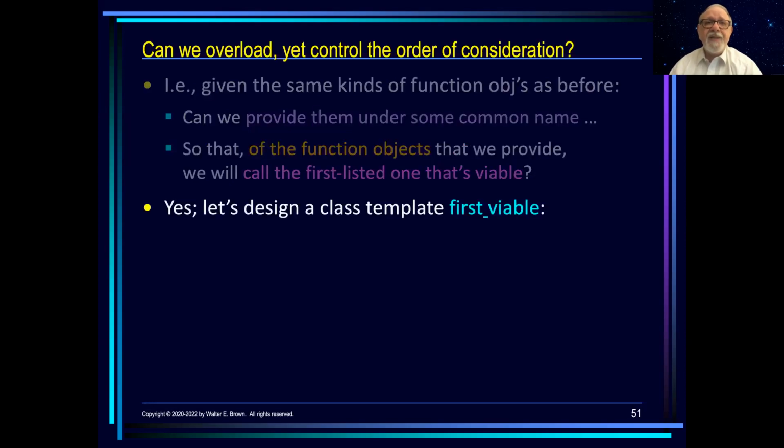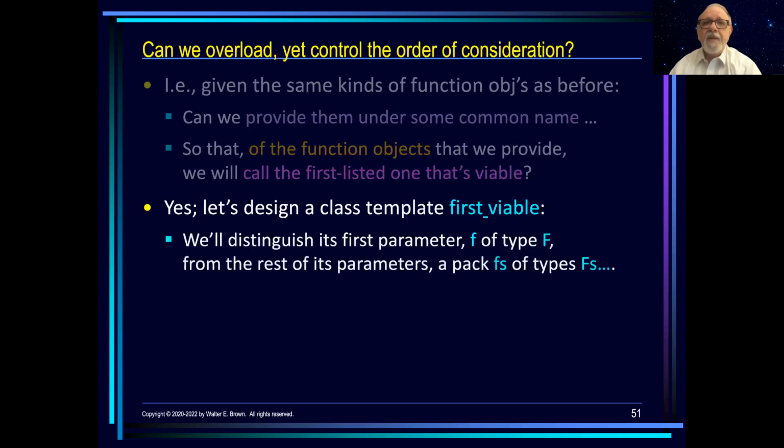So we'll do that by designing a class template, which I've named first viable. It turns out there's something like this in the Boost library, where I believe it's known as first of, but its implementation is quite different from what I'm about to show you. So what I'm going to say to you is that we're going to distinguish the first parameter, which I've named little f of type capital F, from the rest of the parameters, which will be a pack little fs of type capital Fs.